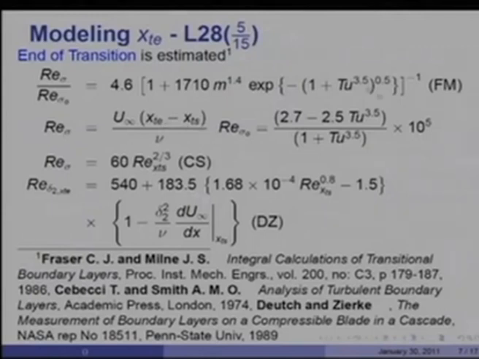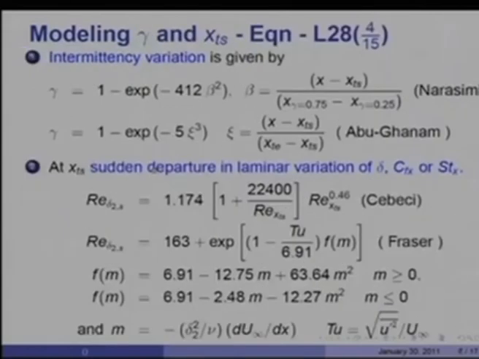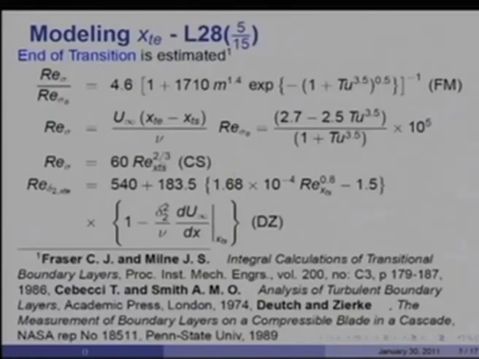So, this is the recommendation of Fraser and Milne, and the paper was published in 1986 in the Institution of Engineers Proceedings. There is another recommendation, by Seyb, who says that Re sigma, which is based on the transitional length, when it equals 60 times Re XTS raised to 2 by 3, would signify the end of transition.